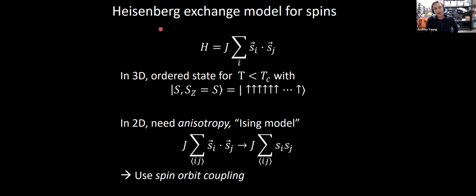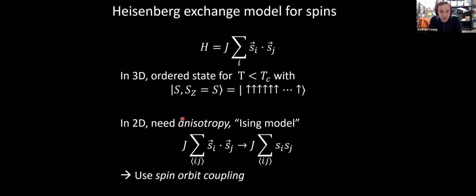This was expanded on by Heisenberg in his model for spins, and in 3D, a model like this, where basically that exchange gives you some effective coupling between spins. It's an orbital effect. It's not really a spin-spin coupling, but it's an effective spin-spin coupling, supports a ground state with a finite large magnetization. Now, in 2D, as we know from the Mermin-Wagner theorem and so on, to get true long-range order, you need some anisotropy. A 2D Heisenberg model won't give you a phase transition.